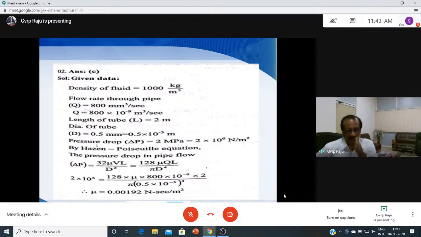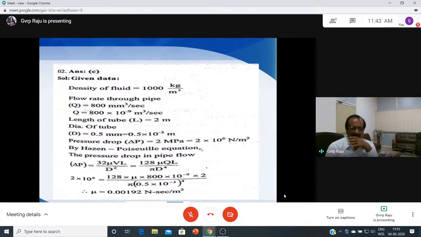So 10 mm³, 10 power minus 9 meter cube per second. That is the discharge here. The length of the tube is 2 meters and the diameter of the tube is 0.5 mm. So again, you can convert 0.5 into 10 power minus 3 meters. The pressure drop he has given is 2 megapascals. 2 megapascals is 2 into 10 power 6 Newton per meter square.